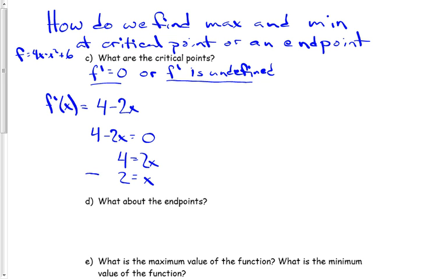What do we call that point? It's a critical point. More specifically, it is a stationary point.